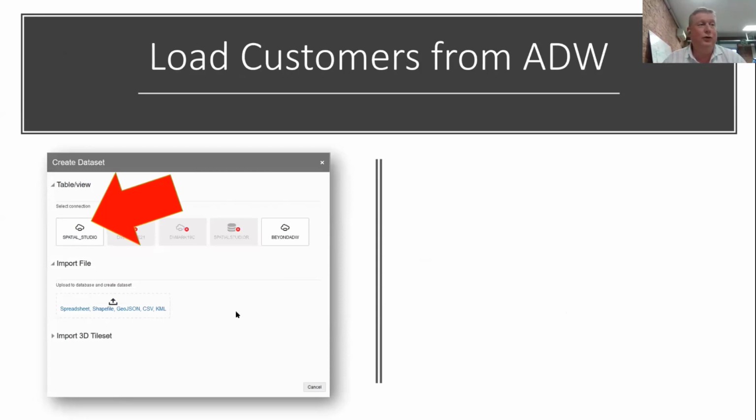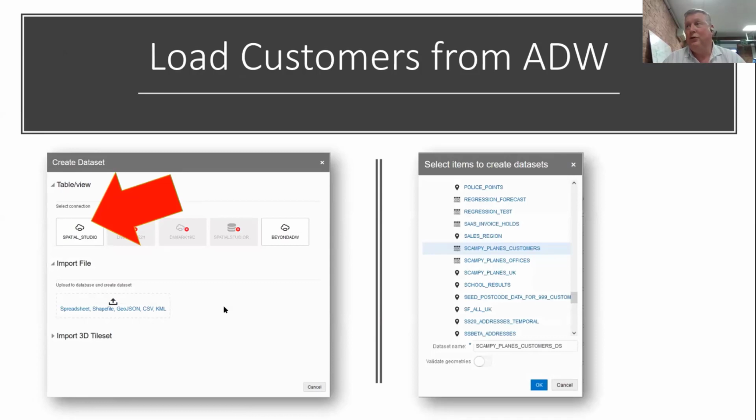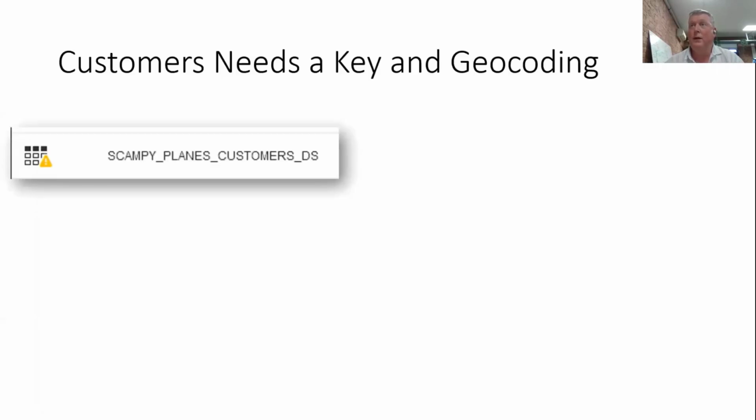This time I'm going to click on the source of my data set. It's going to be from my autonomous warehouse. I've got the table already, called Scampy Plains Customers, and I'm going to bring that data in. I'm going to call it a slightly different name to the one it is in the autonomous warehouse. So my data set, I'm just going to put underscore DS on it. So I'm going to have Scampy Plains Customers DS, which are all my customers within the UK.